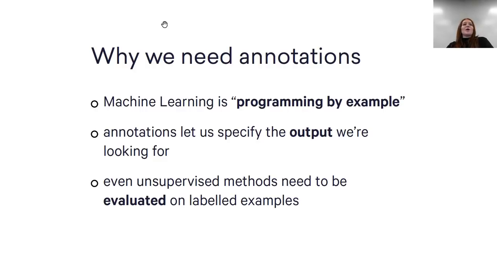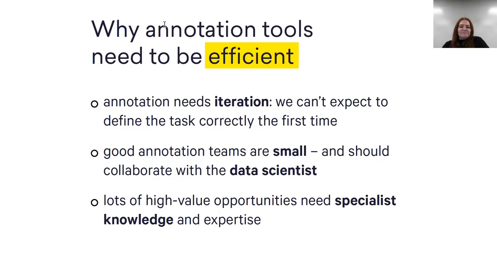And even if you're like, oh, I've got this all figured out, I'm using this amazing unsupervised method where my system just infers the categories from the data, and I never need to label any data, that's pretty nice, but you still need some way of evaluating your system. So we pretty much always need some form of annotations. Now the question is, why do we even care about this? Why do we care about whether this is efficient, whether this works or not?